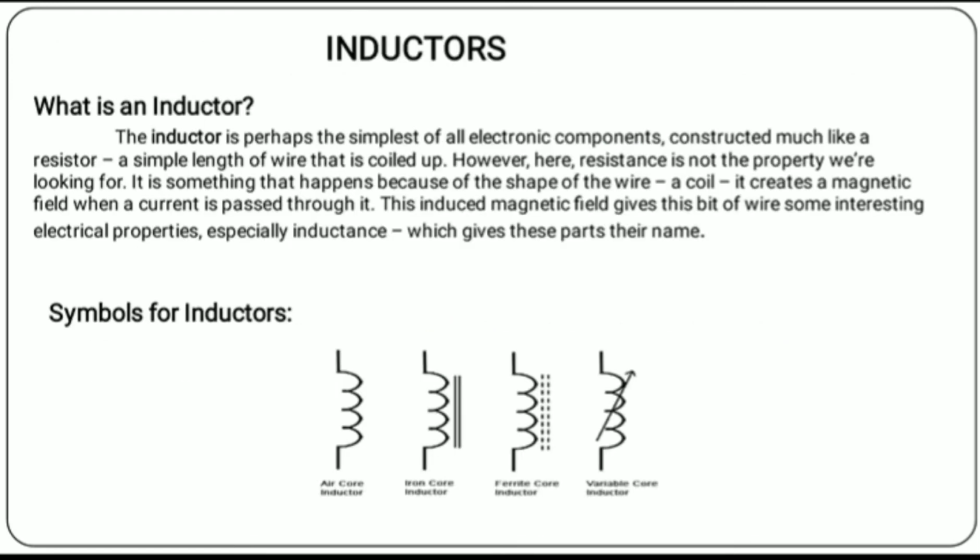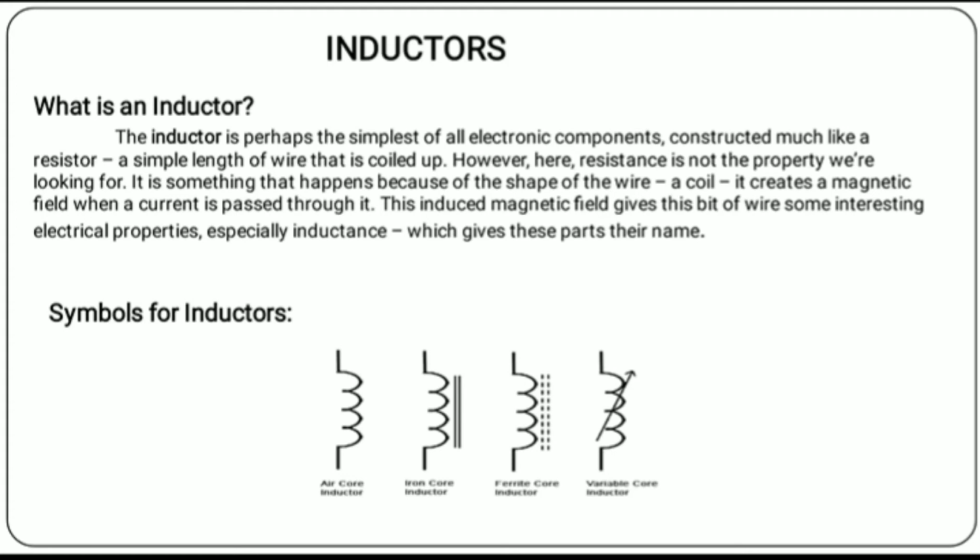And our next topic is inductors. Okay, what is an inductor? The inductor is the simplest of all electronic components, constructed much like a resistor, a simple length of wire that is coiled up, which is known as an inductor. However, here resistance is not the property we are looking for. It is something that happens because of the shape of the wire coil. It creates a magnetic field when a current is passed through it. This induced magnetic field gives this bit of wire some interesting electrical properties, especially inductance, which gives these parts their name.